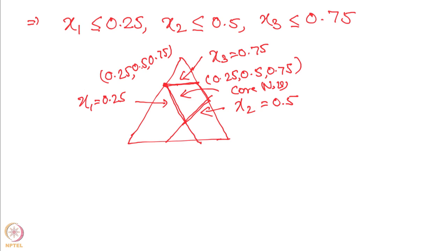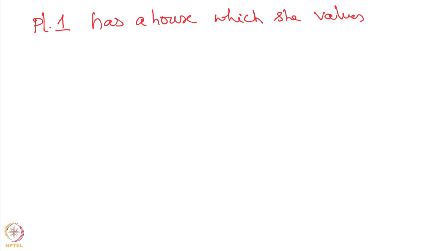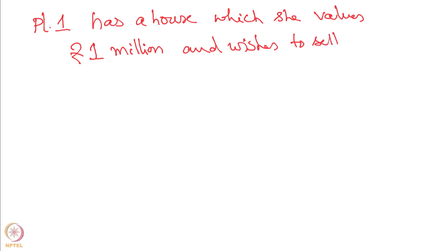So now let us look at another example. This is from the classical book of von Neumann and Morgenstern. Here player 1 has a house which she values at say rupees 1 million and wishes to sell. Okay. There are two potential buyers.